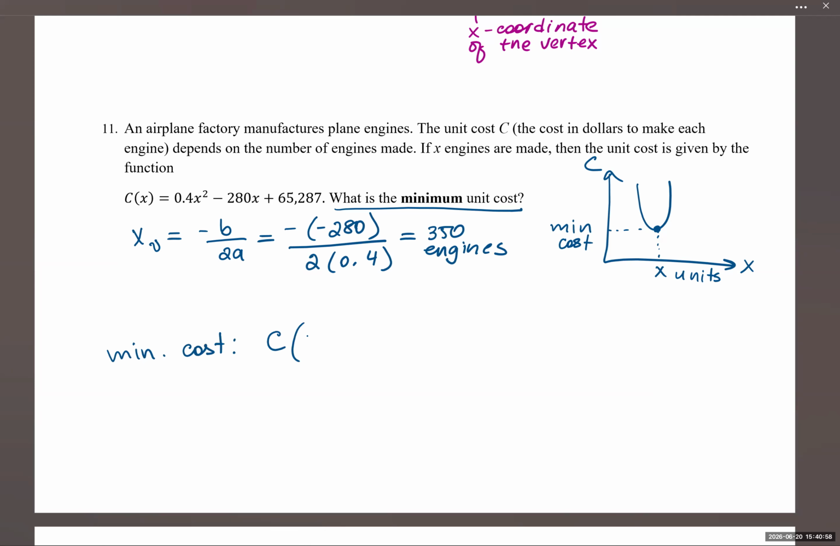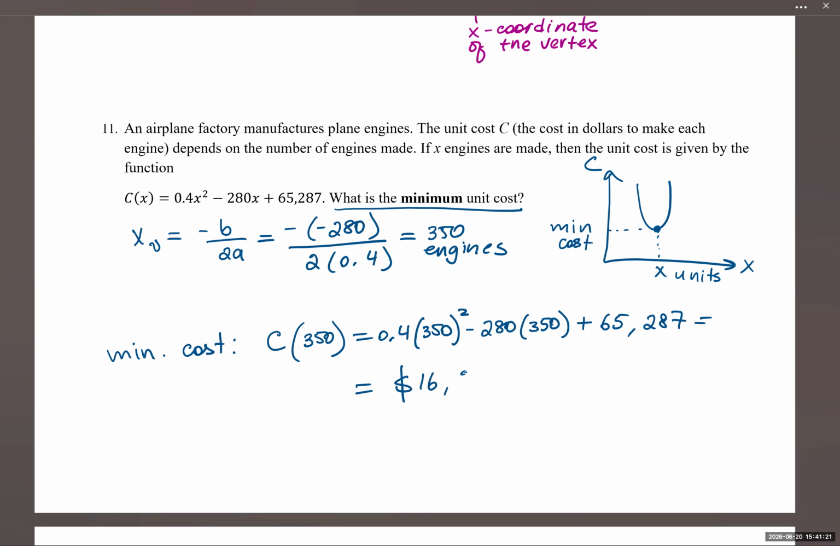So C at 350 engines, that would be 0.4 times 350 squared minus 280 times 350 plus 65,287. And then if you calculate it all out, that is $16,287.